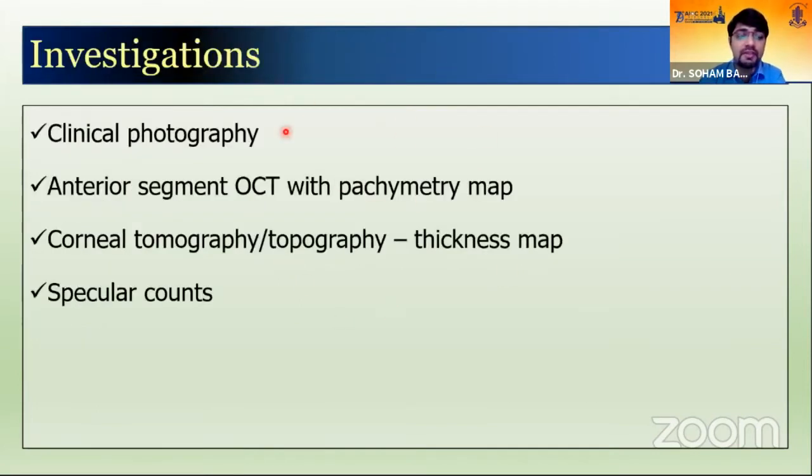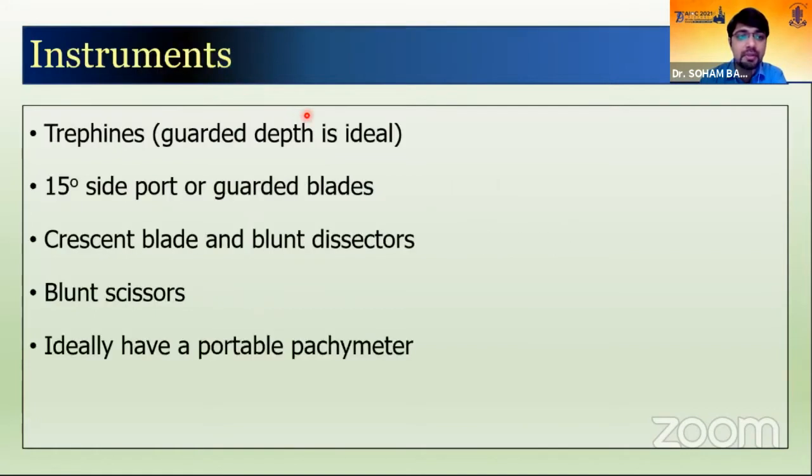So before going on the investigations, most important here is a thickness map, which you can have either with the anterior segment OCT or with your tomography device. Additionally, specular count always helps so that you have an idea of how long the graft will go on for. Clinical photography for your documentation purpose.